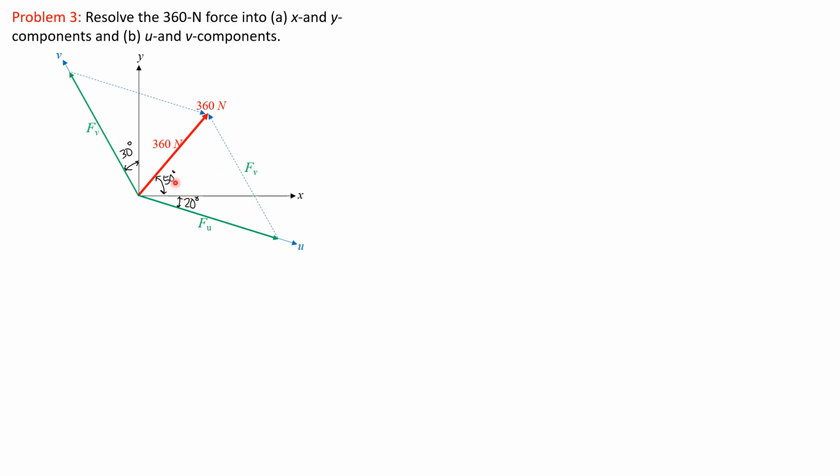By principle again, the angle between the U and the 360 newton force is 20 plus 50, that's 70 degrees. So again, this is 70 degrees because of adjacent angles. So this is 100.